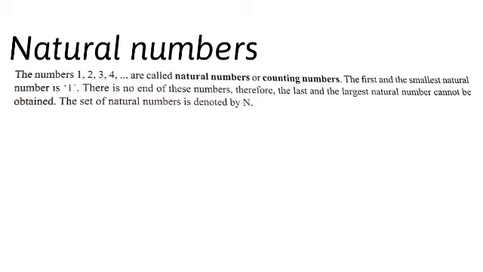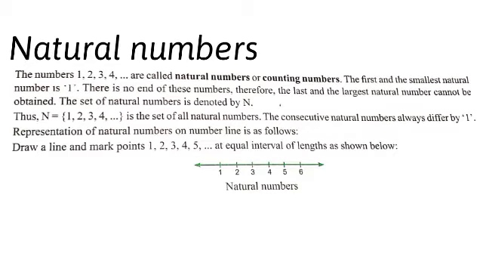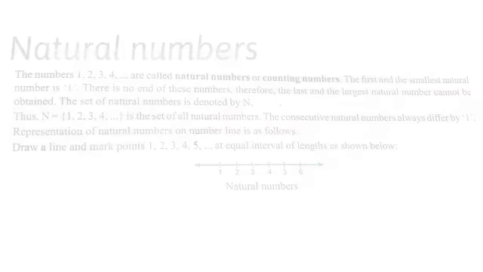The set of natural numbers is denoted by N. Thus, N is equal to 1, 2, 3, and so on, the set of all natural numbers. Consecutive natural numbers always differ by 1. The representation of natural numbers on the number line is as follows: draw a line and mark points 1, 2, 3, 4, and so on at equal intervals, as shown.